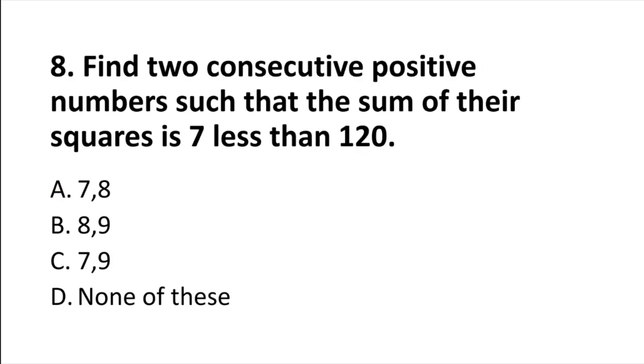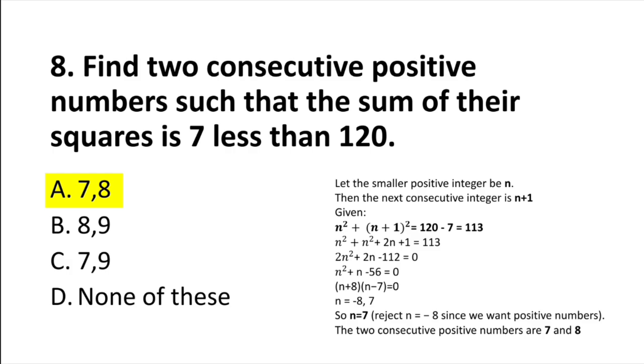Question number 8. Find 2 consecutive positive numbers such that the sum of their squares is 7 less than 120. Options are option A 7, 8, option B 8, 9, option C 7, 9, option D none of these. See the solution. Let the smallest positive integer be n, and of course the next consecutive integer will be n plus 1. According to the given condition, the sum of their squares means n square plus (n plus 1) square equals 7 less than 120, means 120 minus 7 equal to 113.